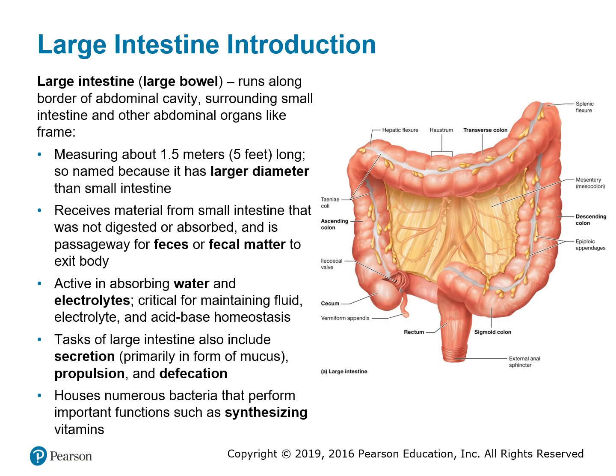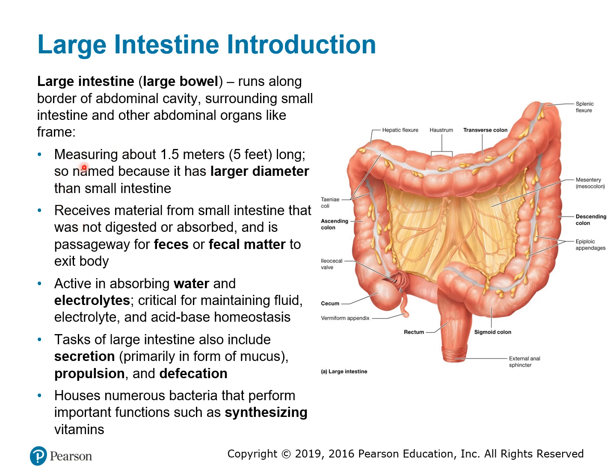Okay, so now we're going to talk about the large intestine. The large intestine means large bowel, and it runs along the border of the abdominal cavity and surrounds the small intestine and other abdominal organs like the frame. So this is the large intestine, by the way. It is bigger in diameter compared to the small intestine. It is about 1.5 meters long, about 5 feet long. And like I said, it has a larger diameter than the small intestine.